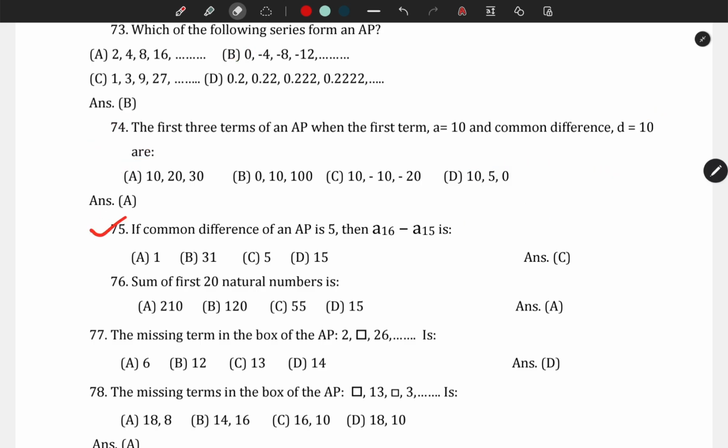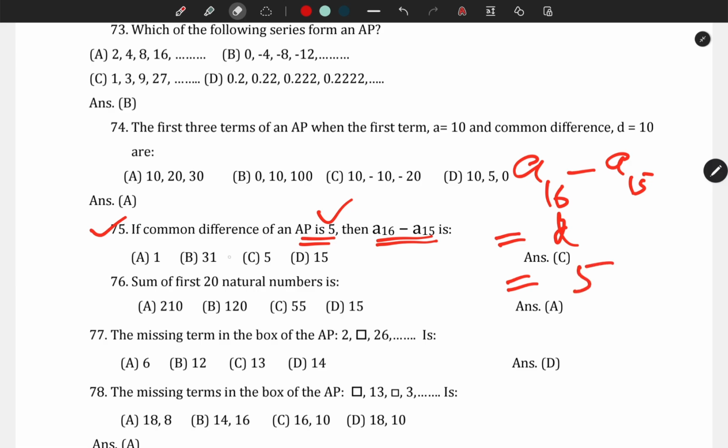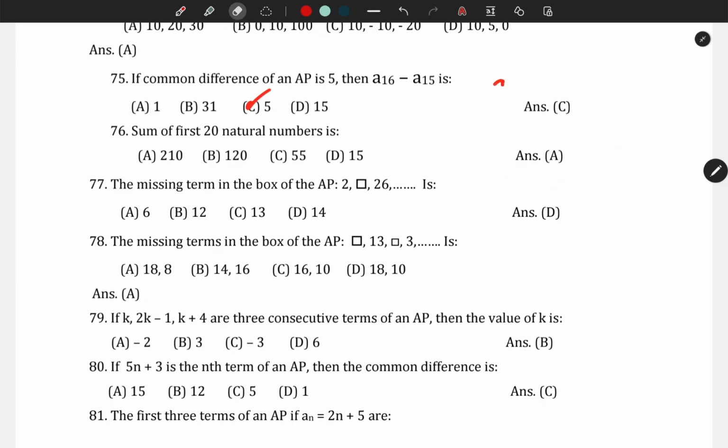Next question, if the common difference of an AP is 5, then A16 minus A15. Now A16 minus A15 is the difference between two consecutive terms. See, any term minus the previous term is always the common difference. So A16 minus A15 is the common difference, and the common difference is already given to be 5. So the correct option is 5. So remember that a(n+1) minus the previous term an is always the common difference.